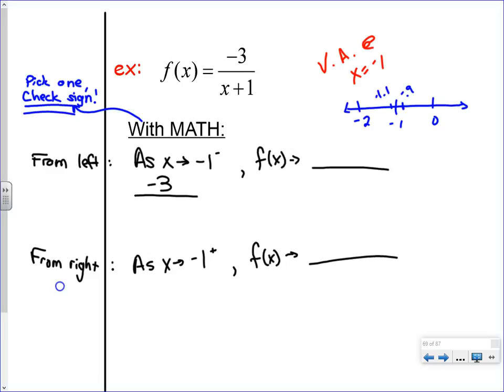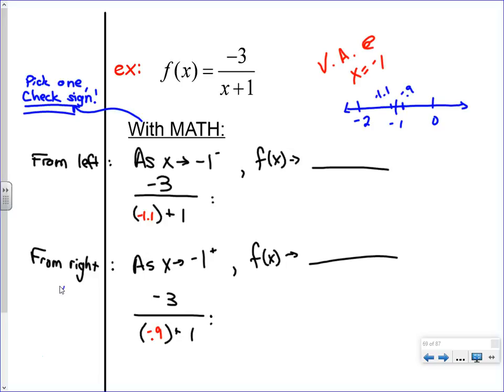We're going to take him, who is the function, -3 over x plus 1, which just means value plus 1. We're going to input from the left our -1.1, and from the right -0.9. And we're going to check the sign. For each direction, plug in one test value, zoomed in real close, one on one side, one on the other.